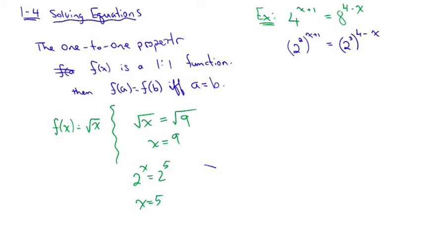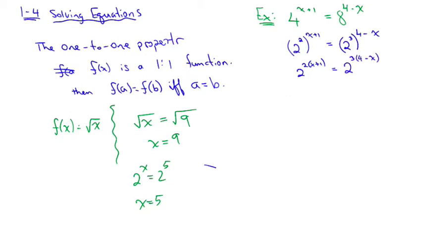So I'm trying to get what's called a common base between these two. What do you do when it's a power to a power? In both of those cases. What do you do with power to a power? Multiply. That's the one you should memorize. So it's going to be 2 times x plus 1 as the exponent on that side. And then here it's 2 raised to the 3 times 4 minus x.